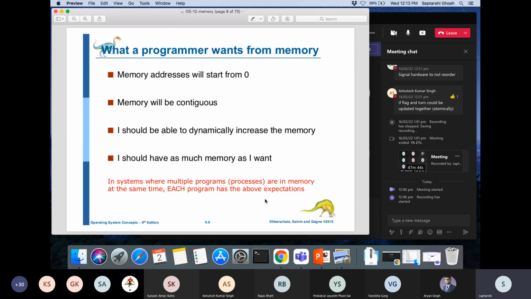Right? And we also want that the memory will be contiguous. So the abstraction that we have is that the memory that is available to our program will start from 0, 1, 2 and go to a very large number. It will be a contiguous block of memory from 0 to a large number. Also, we want to be able to dynamically increase the memory. Right? That is what has been taught to you, say, in the PDS course, like malloc and calloc. So we can anytime dynamically increase the memory.